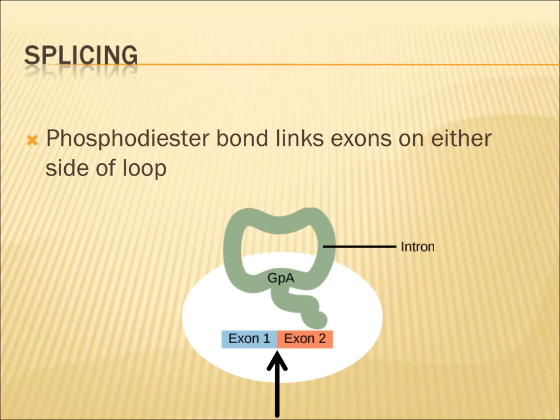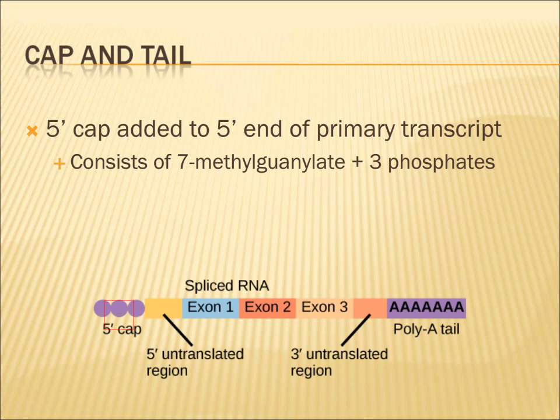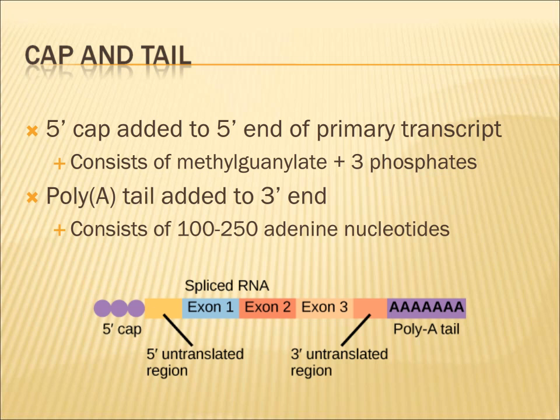In addition to the removal of introns, the transcript is processed some more. Remember when RNA polymerase was making the transcript? Well, a cap is immediately added to the 5' end. This cap consists of a molecule called 7-methylguanylate and 3 phosphate groups. And after the transcript detaches from RNA polymerase, a tail is added to the 3' end. This tail consists of over 100 adenine nucleotides.